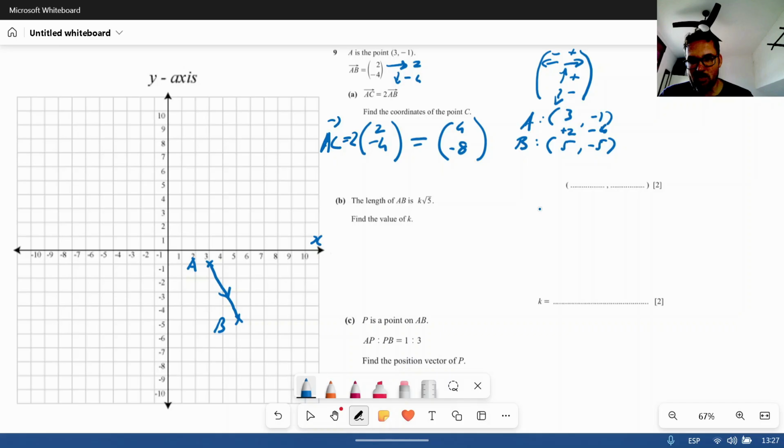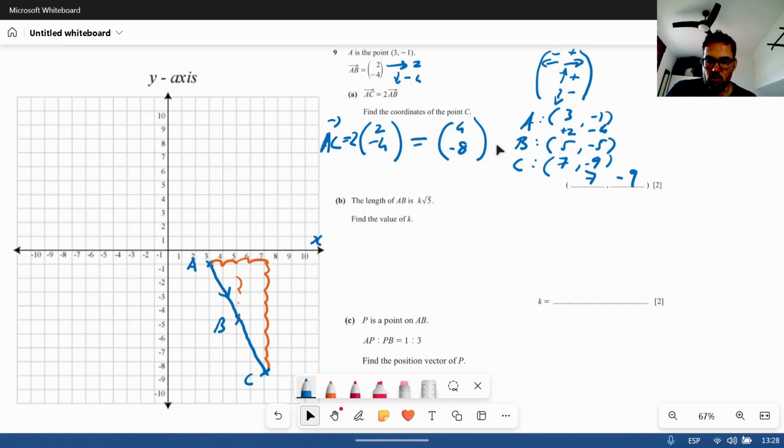Now AC is twice AB, so we just need to do this twice. Instead of going 1, 2, we go 1, 2, 3, 4. And instead of going 1, 2, 3, 4, we go 1, 2, 3, 4, 5, 6, 7, 8. Okay, we're just doubling that vector, because that's what it is. AC is twice AB. So the answer is 7, minus 9. Or if you do it here, we just need to add another 2, or add a 4 to the 3, so it gives us 7, and subtract another 4, or subtract 8, which gives us minus 9. As you can see over here, C is 7, minus 9.